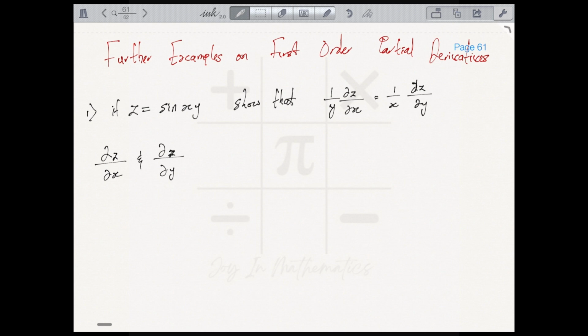Therefore, let's start with the partial derivative of z with respect to x. Now we will understand that y is kept constant. Okay, so that is sine xy.